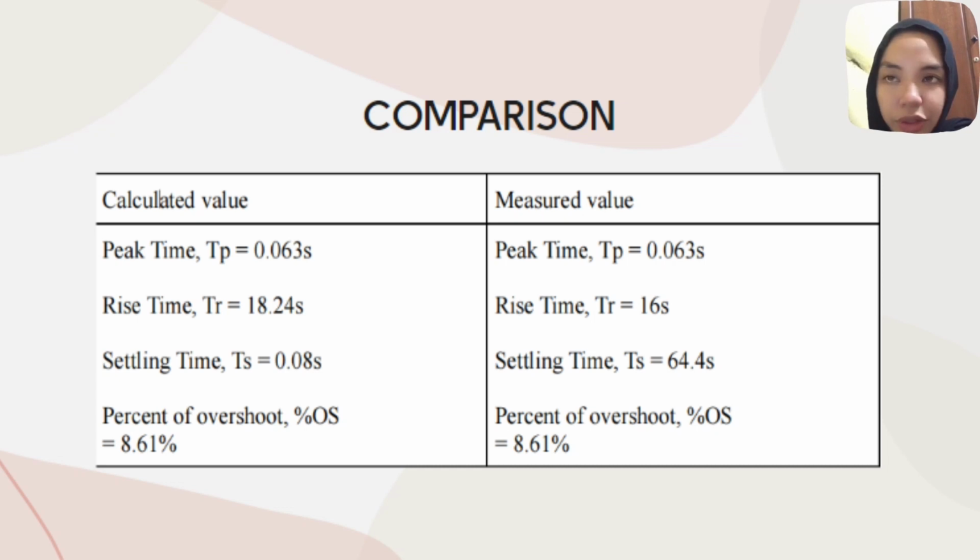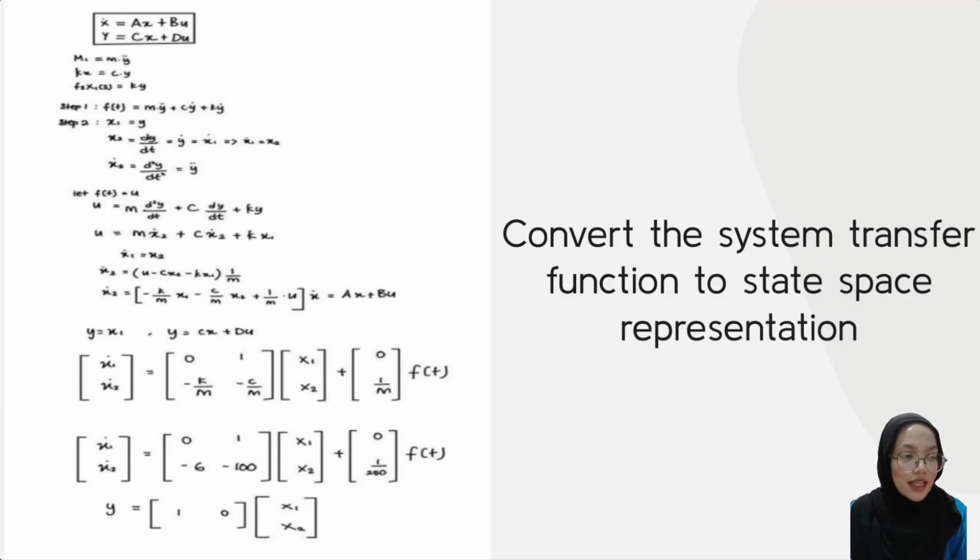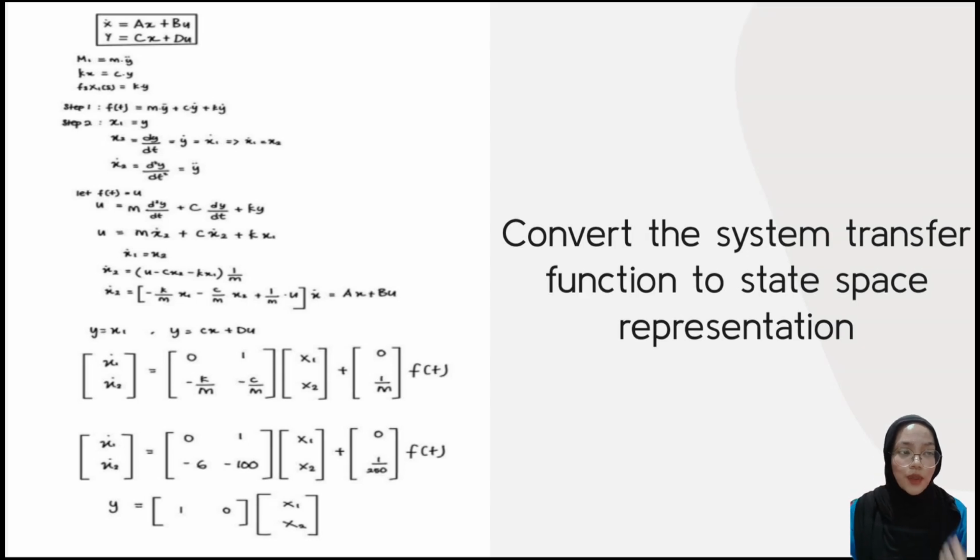For measured value, TP we get 0.063 second, same like calculated value. TR we got 60 second, TS we got 64.4 second, and overshoot we got the same value as calculated value, which is 8.61%. Next, how to convert the system transfer function to state space representation.